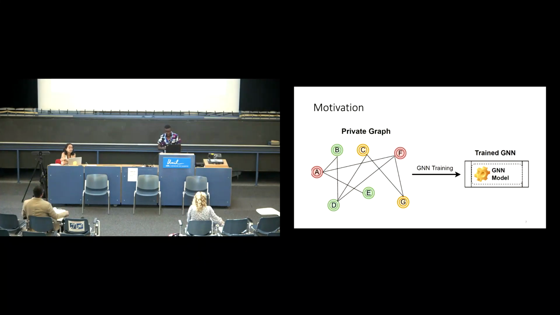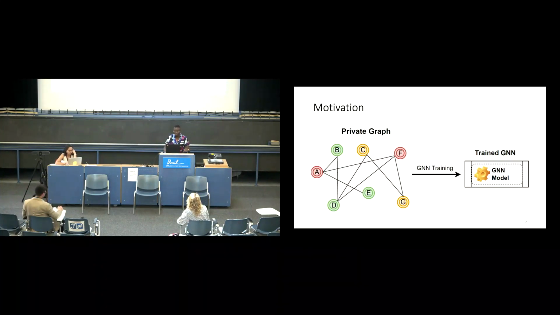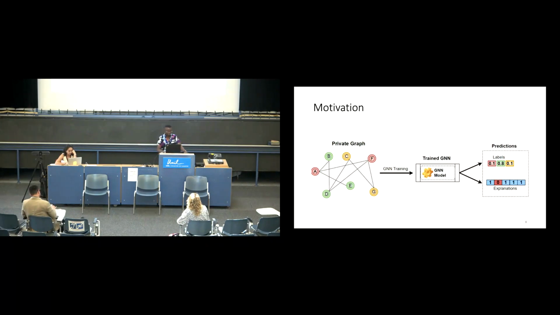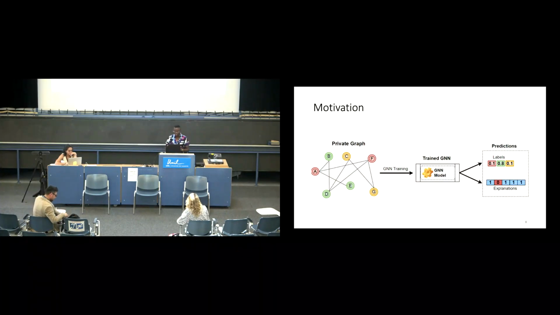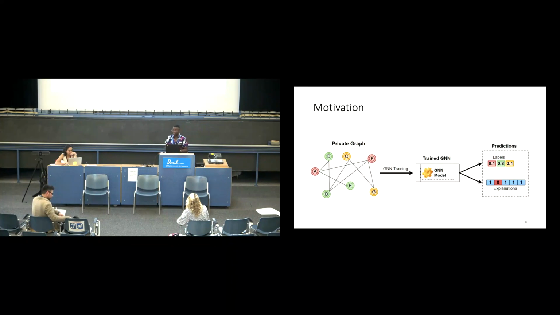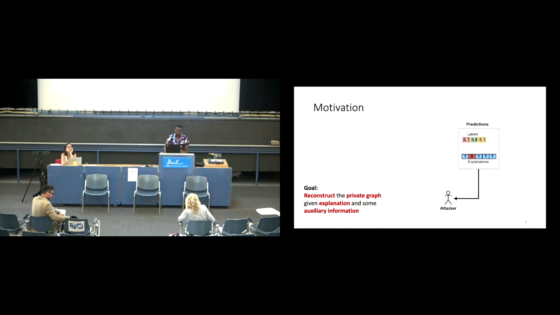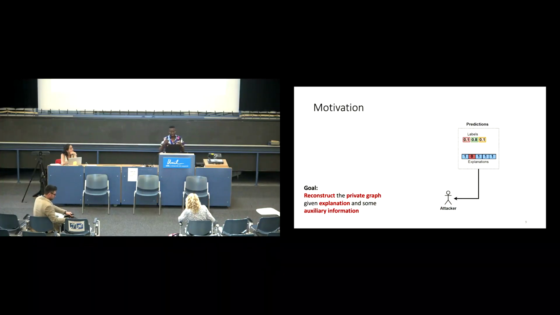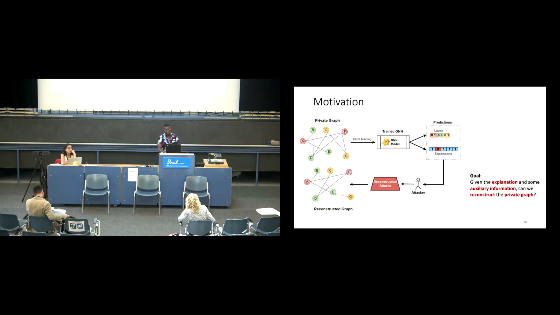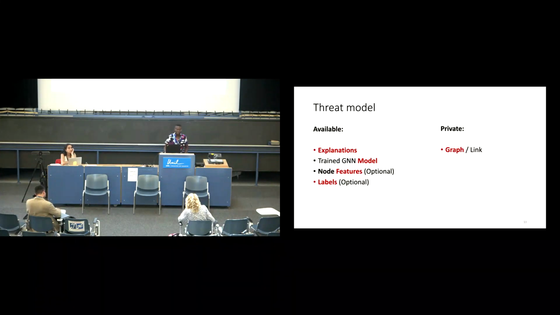To motivate this, in addition to your prediction, there is also an explanation that is available. It talks about the importance of the features, so we are looking at feature importance as the explanation. The goal is to reconstruct the private graph, given the explanation and also some auxiliary information. I'll get into this auxiliary information in a bit, but the goal is to be able to reconstruct the private graph.